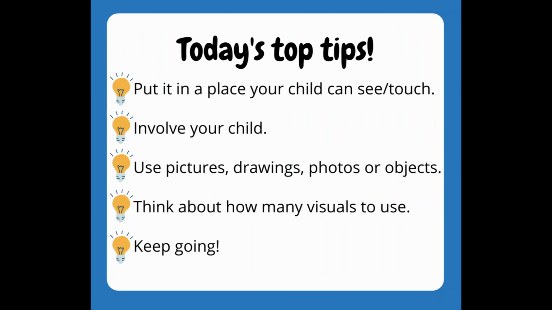So some things to remember when you're using a visual timetable. Put it up in a place that your child can see it and touch it. Involve your child in setting up the pictures or taking a picture off when it's finished. Think about what type of visual to use. It could be pictures, drawings, photos, or objects. And think about how many visuals to use. How many will be best for your child? And keep going with it.